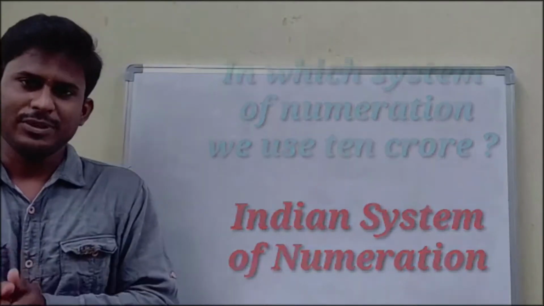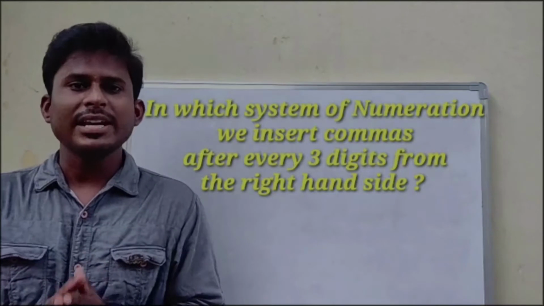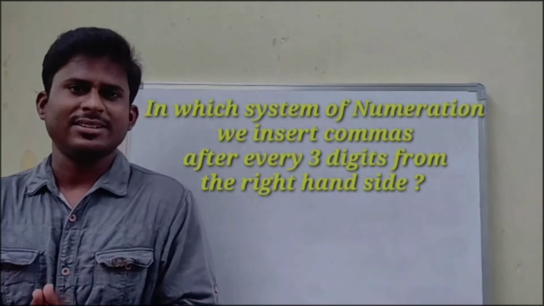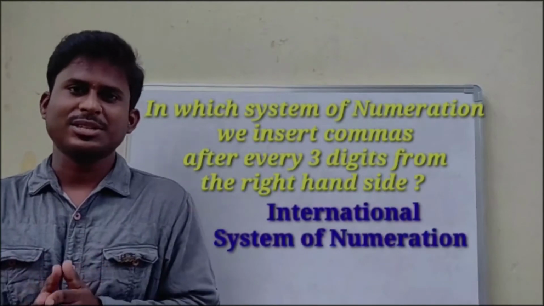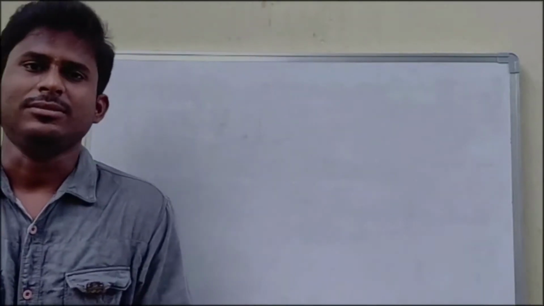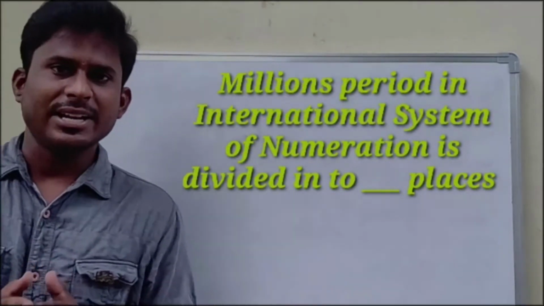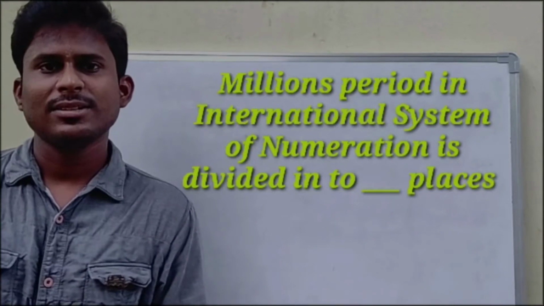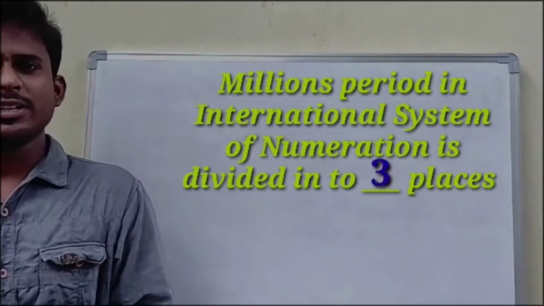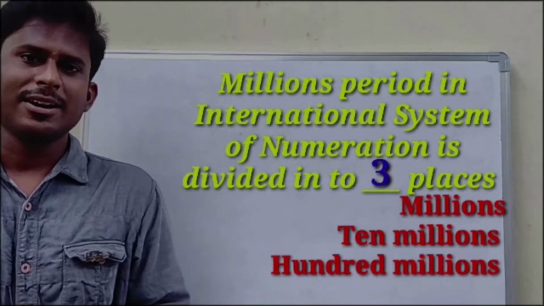Indian system. Good. In which system after every 3 digits we insert commas from the right hand side? Out of these two systems, which system? International system. Very good. One last question. Millions period in the international system of numeration is divided into how many places? Good. 3 places. What are they? Millions, 10 millions, 100 millions.